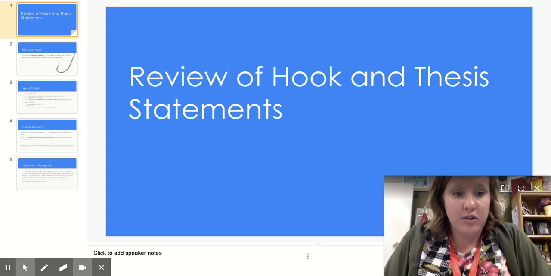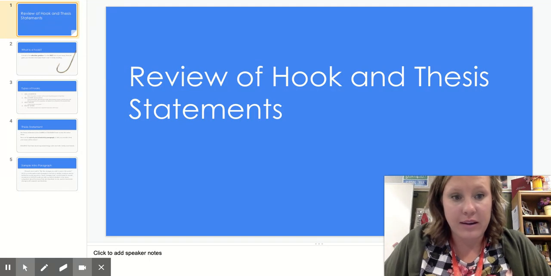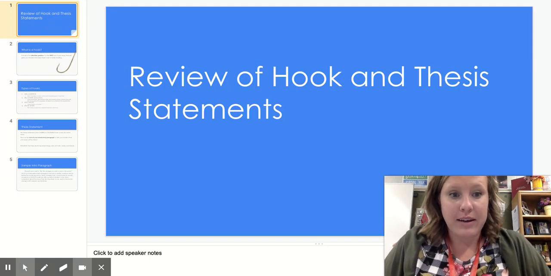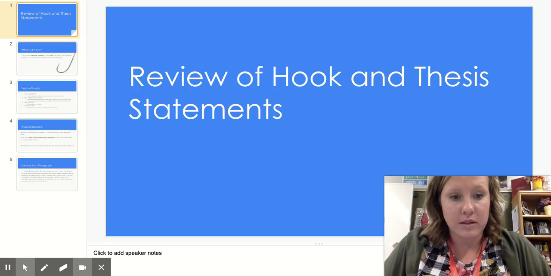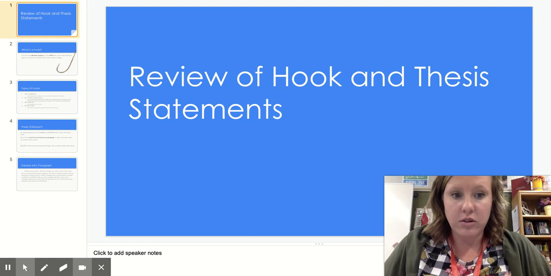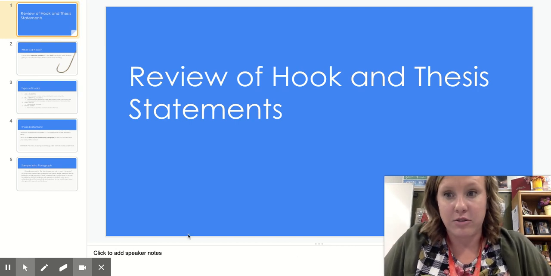I wanted to review what a hook and a thesis statement are as we get ready to start writing for the year. A hook and a thesis are always going to go in your introductory paragraph. The introductory paragraph is really going to focus your essay based on the prompt that you are given, and you need to be sure to have both a hook and a thesis in your intro.